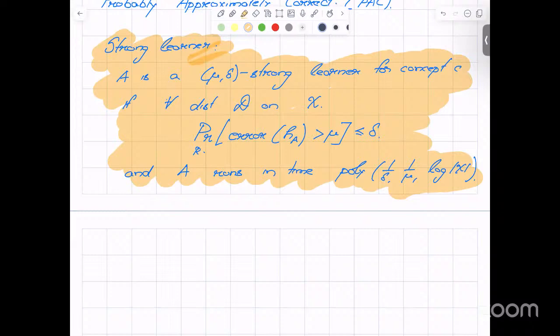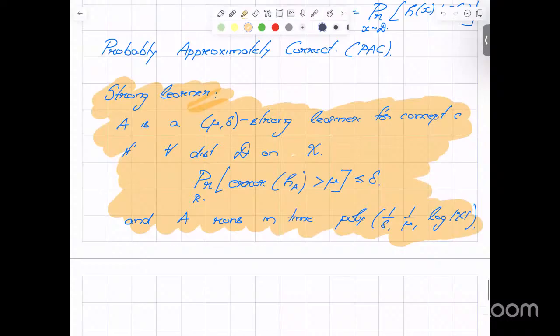Why is it polynomial rather than log? Typically, if you want to get accuracy delta, strictly speaking it should be log 1 over delta, log 1 over mu. Why is it called probably? Because there's a probability of error. It's approximately because it doesn't give the right hypothesis, only an approximate hypothesis. So it's probably approximately correct.